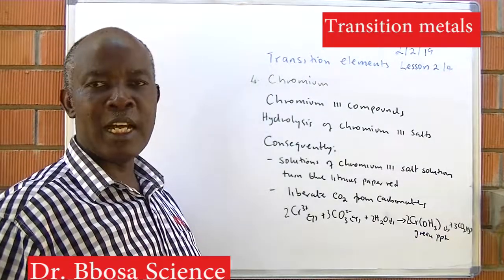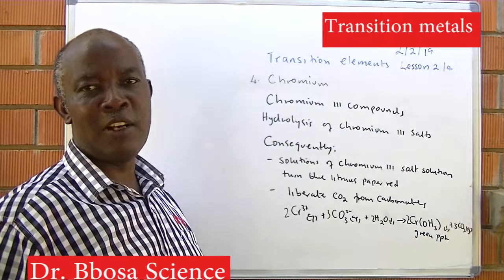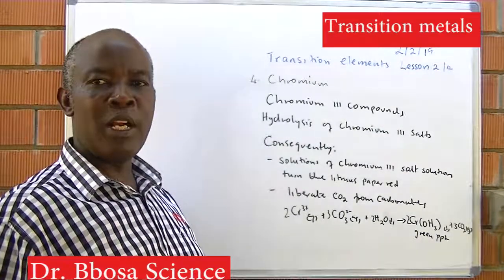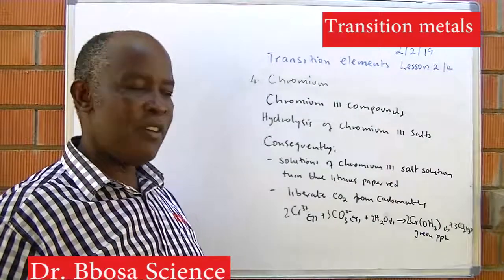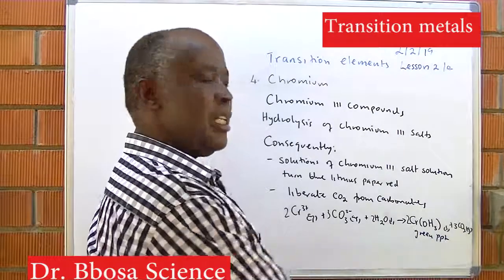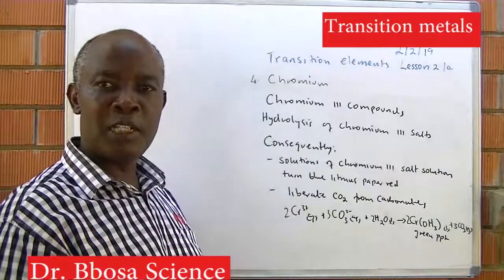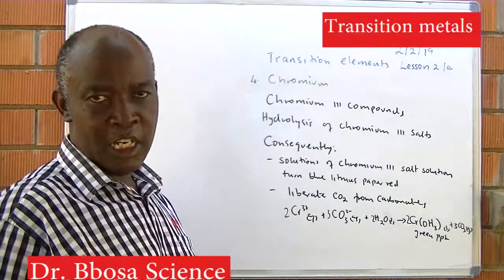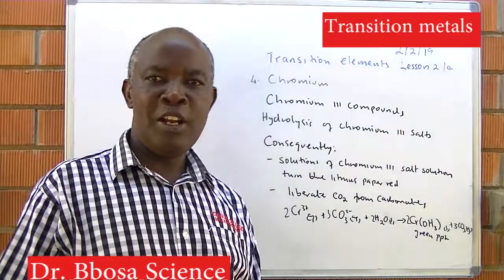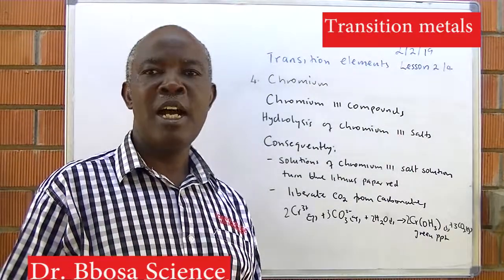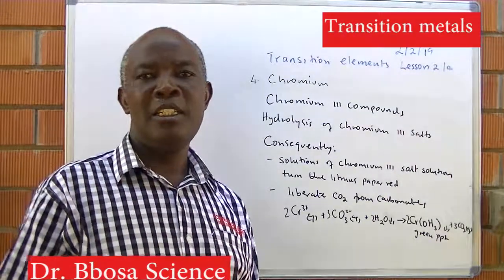So in the exam, you may be asked, state what is observed when sodium carbonate is added to chromium(III) salts, or chromium(III) sulfate, or chromium(III) chloride. You will get a green PPT and effervescence. The effervescence is due to liberation of carbon dioxide. The green PPT is due to formation of chromium hydroxide. The explanation is that chromium(III) salts hydrolyze in water to give acidic solutions. The equation you have already seen.